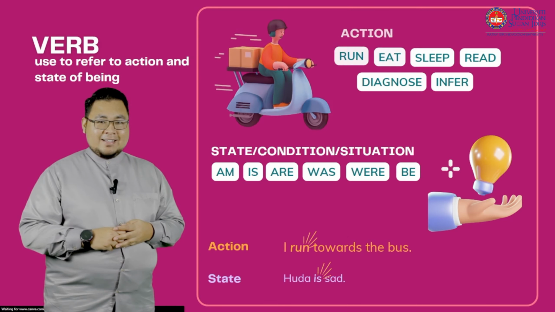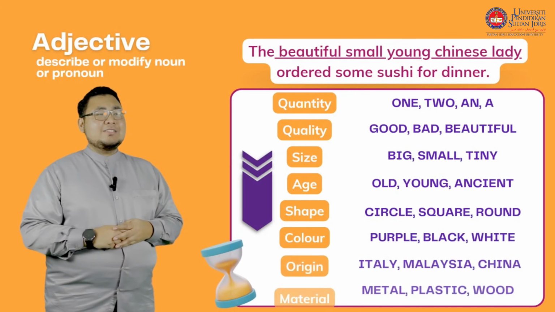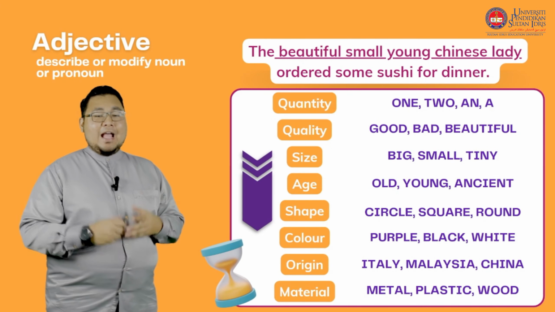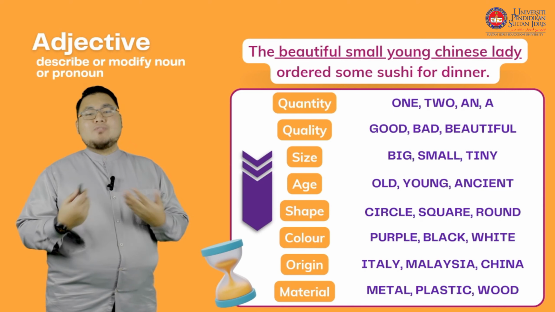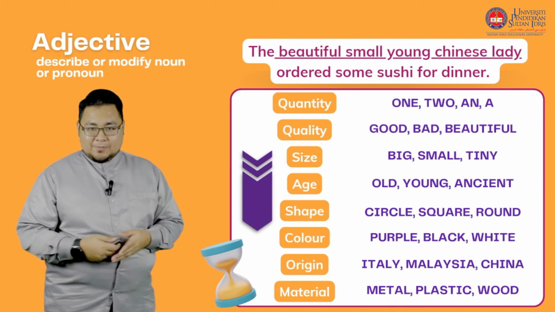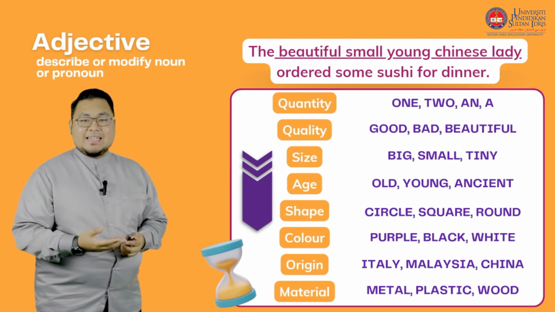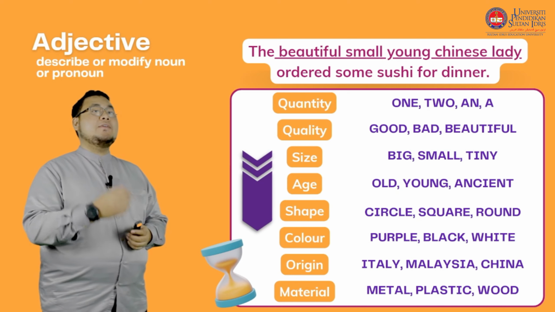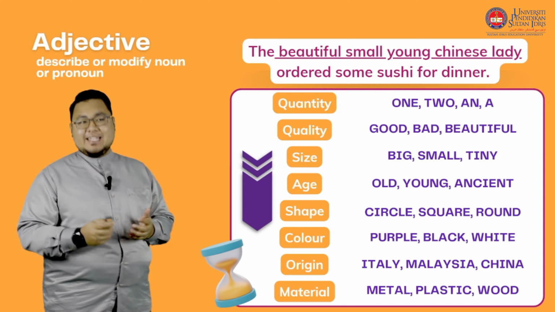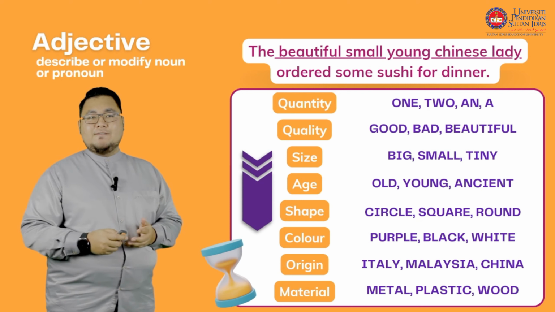Got it? Right, next one. Let's look at adjective. Adjective is used to describe or modify a noun. You want to tell more of a noun. For example, the beautiful, small, young Chinese lady ordered some sushi for dinner.